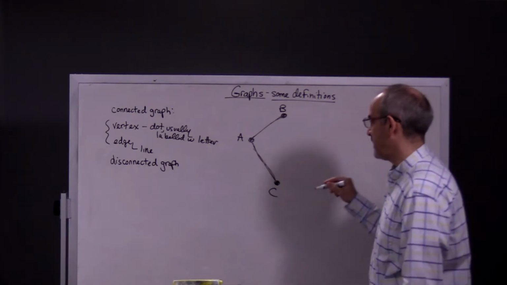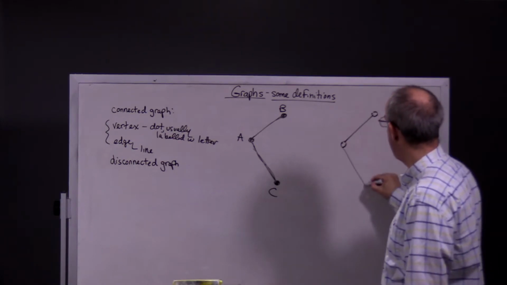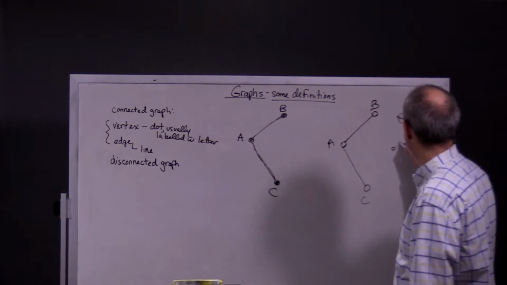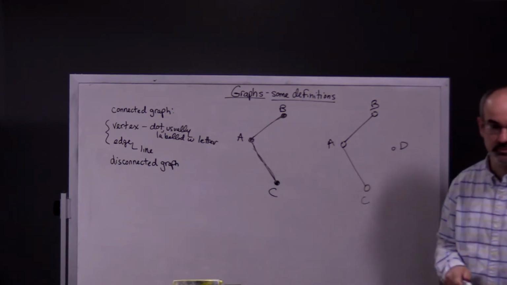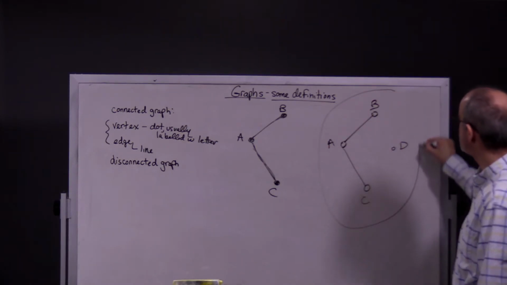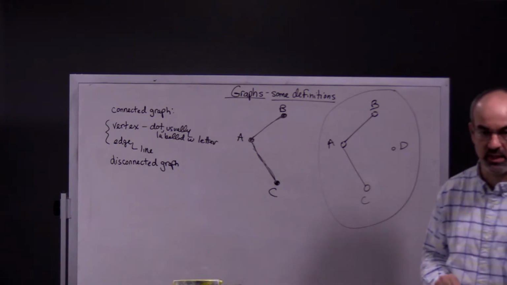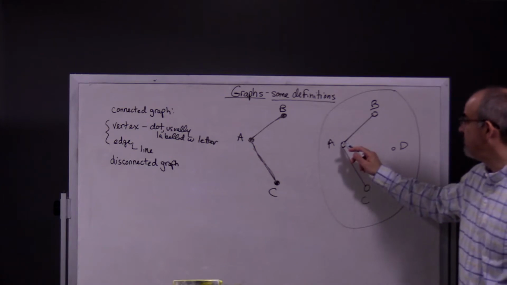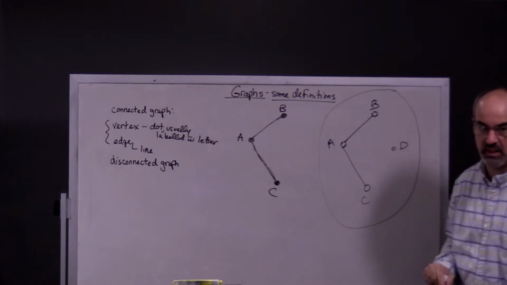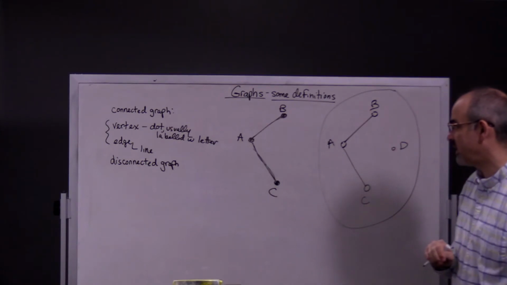Let me draw an example of a disconnected graph. So we could have the same type of graph, but maybe there's also another vertex out here that doesn't have an edge going to it. This graph right here is disconnected. There's no way to get from C to D. There's no edge that connects them. There's no way to get from any vertex actually to D because there's no edge going to D. So this is an example of a disconnected graph. This is an example of a connected graph.